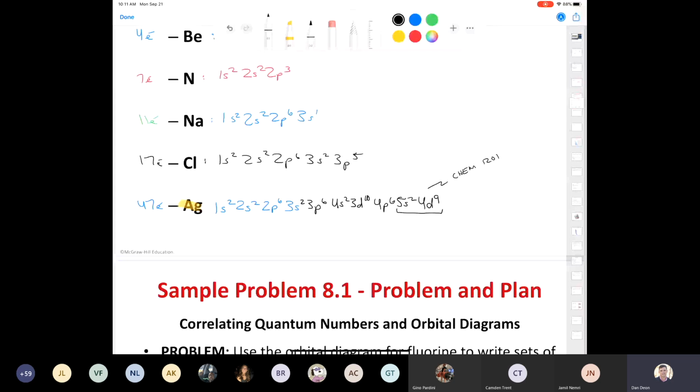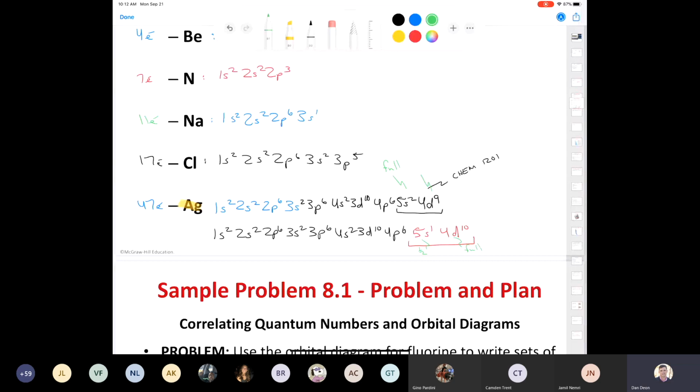We do it like this: 1s2, 2s2, 2p6, 3s2, 3p6, 4s2, 3d10, 4p6, 5s1. Maybe I should use a different color here. We're going to use 5s1 and 4d10, okay? And if you're wondering why they do that, it's because there's some stability gained by having orbitals either half full or completely full. If you look at this one, this is full, and this is not full or half full, whereas here, this is half full, and this is full. So it's actually more stable.